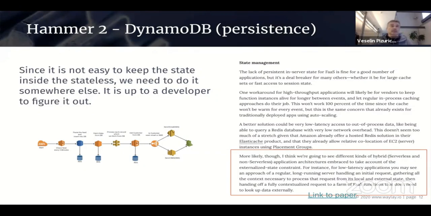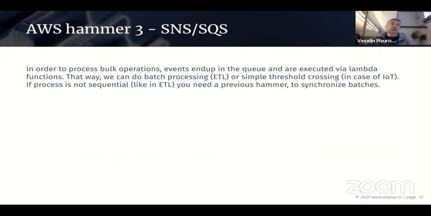And staying at AWS in this particular example, the next hammer will be some sort of a persistent store, be it DynamoDB or any other NoSQL or SQL database, where you need to keep that state, such that you can build an application on top of that. And here you see on the right-hand side, again, the insights from the Berkeley paper. You really have to figure out how to do these things.